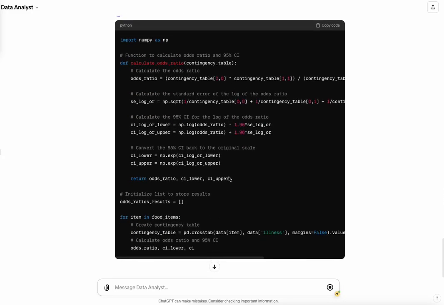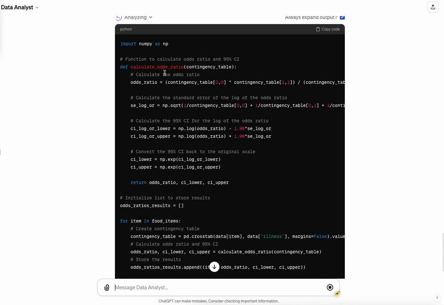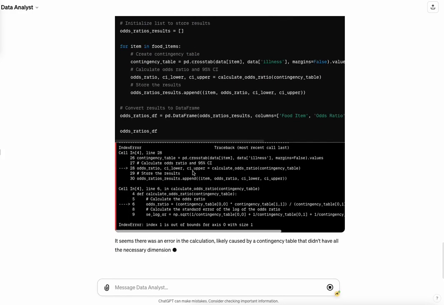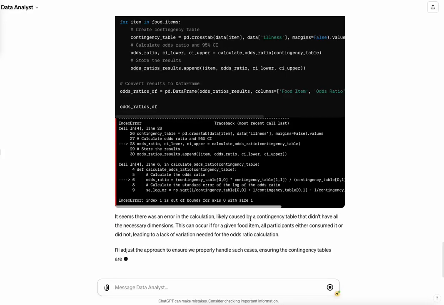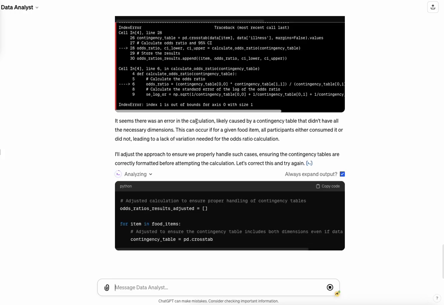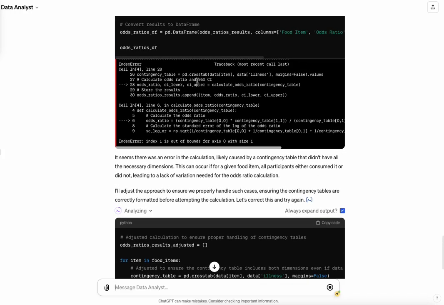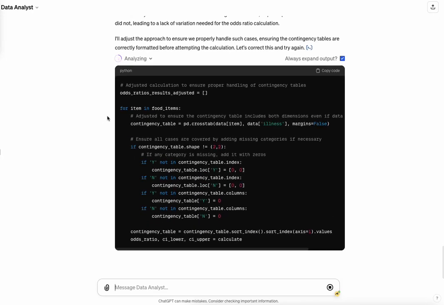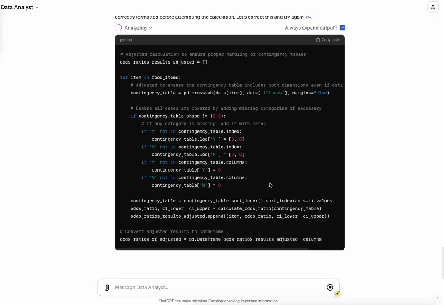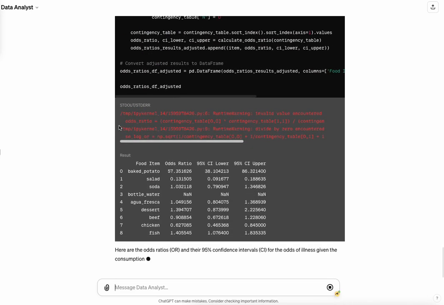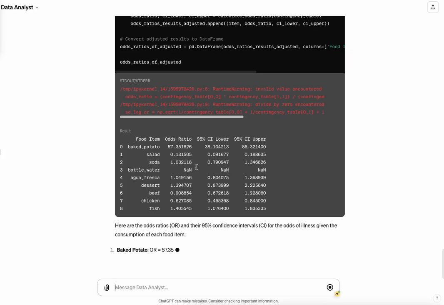Okay. All right, it's working on it. It looks good. Calculating the odds ratio, contingency tables. There was an error likely caused by a contingency table that didn't have all the necessary dimensions. Okay, so it's the water. That's the water. I can tell for sure it's the water because, again, there were no people who did not have the water. So it's going to run a test to see if a contingency table can be built, and if not, it will not do the, see, right there, it's the water. So good. Very good, very well done.